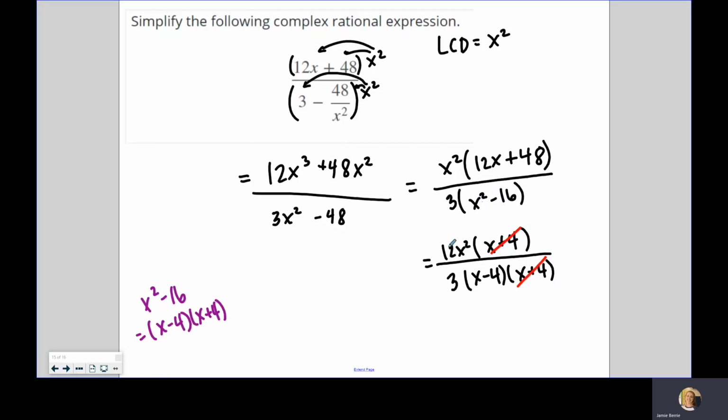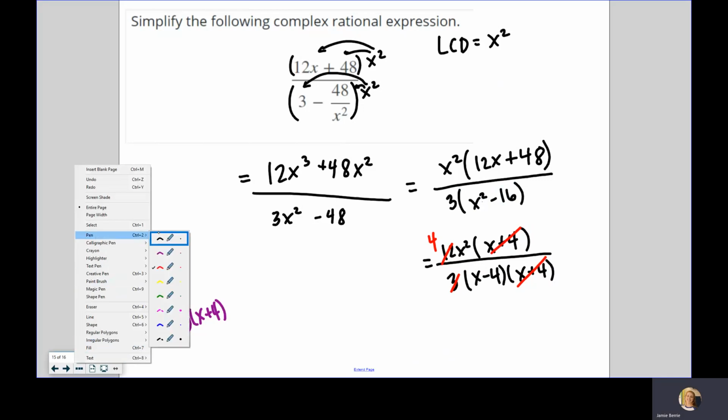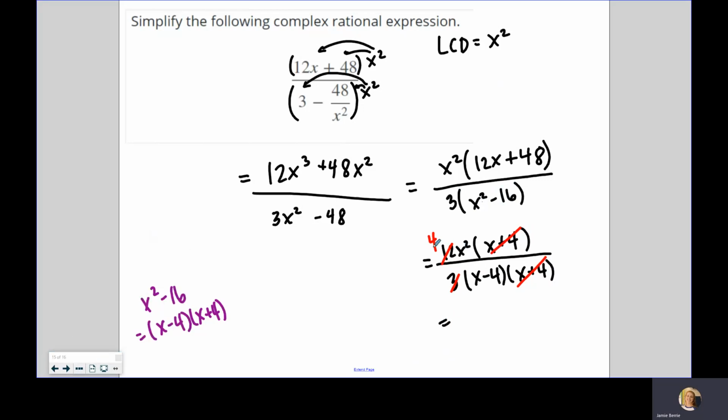This is going to reduce. 3 goes into 12 4 times. And then we are left in the top with 4x squared. And in the bottom, we're just left with this x minus 4. And you're done. Again, these 4's don't cancel. Remember, the expressions need to be exactly the same in order to cancel them. This 4 is being subtracted from x. This 4 is not being subtracted from x. So they do not cancel.